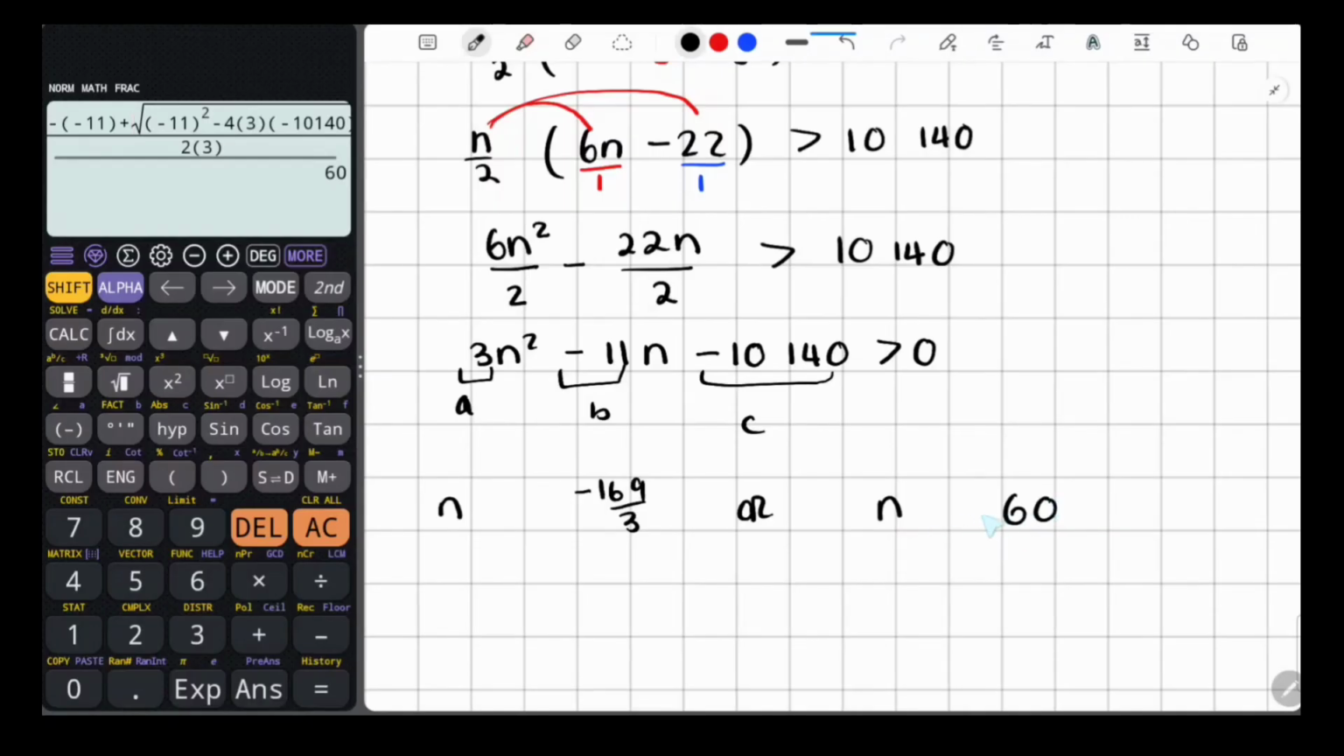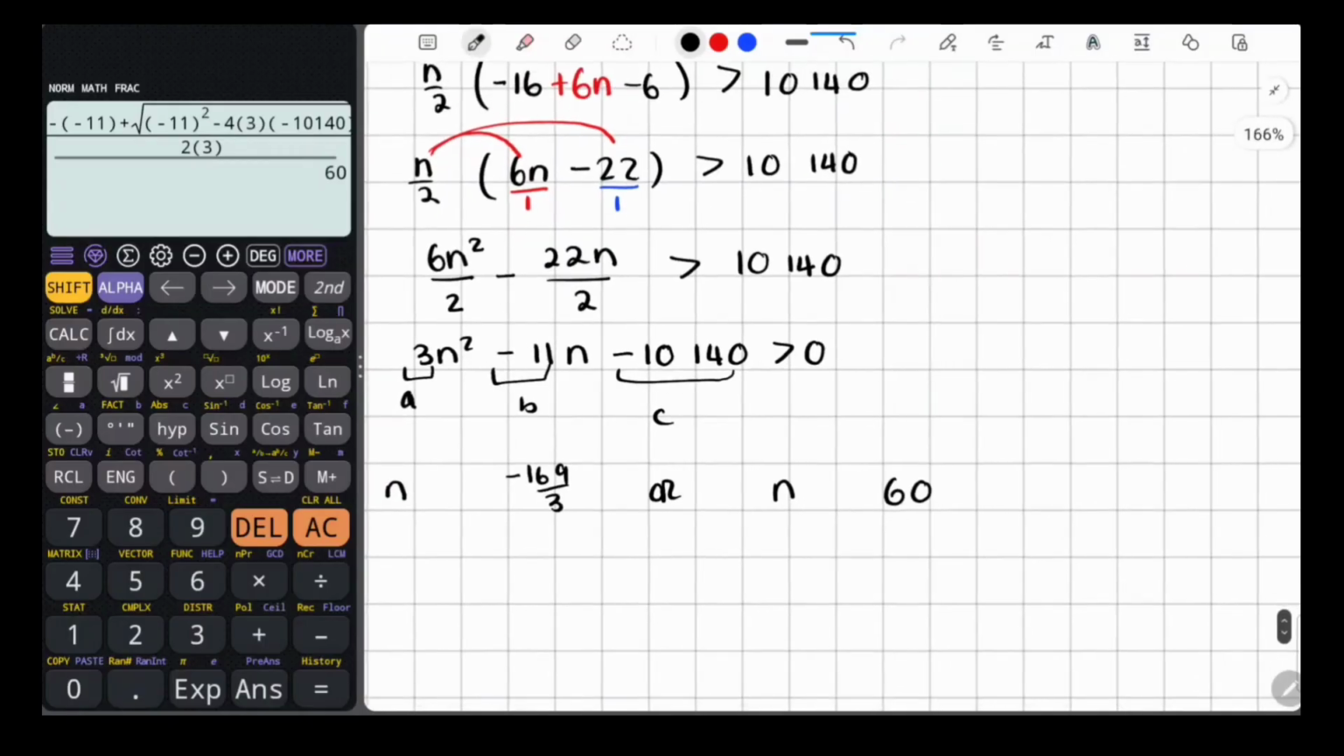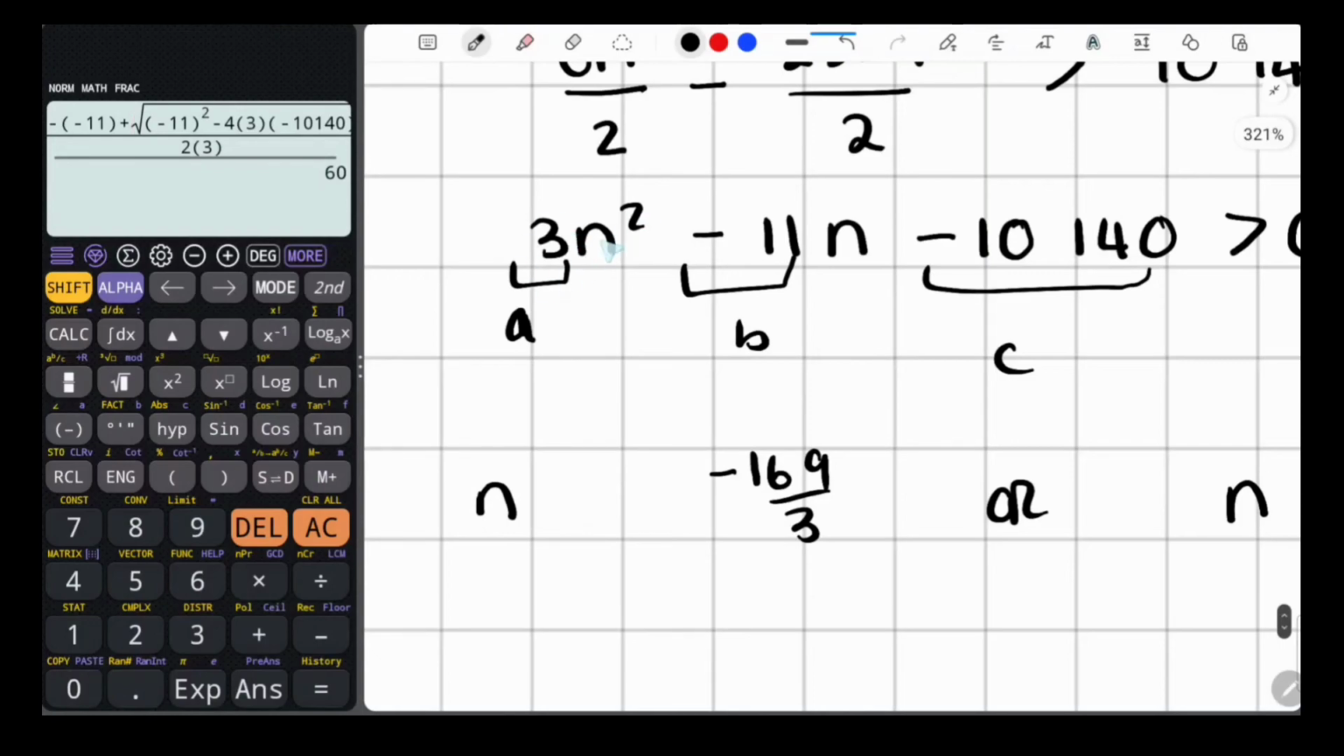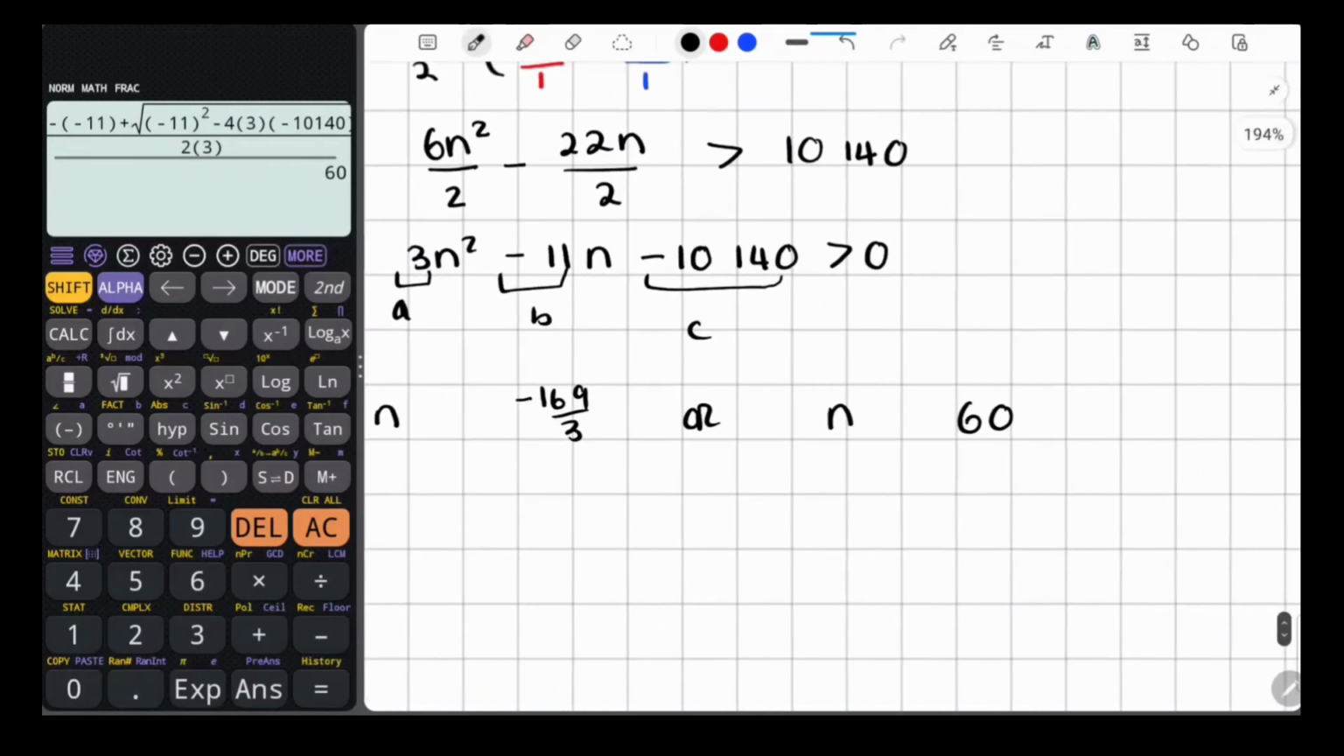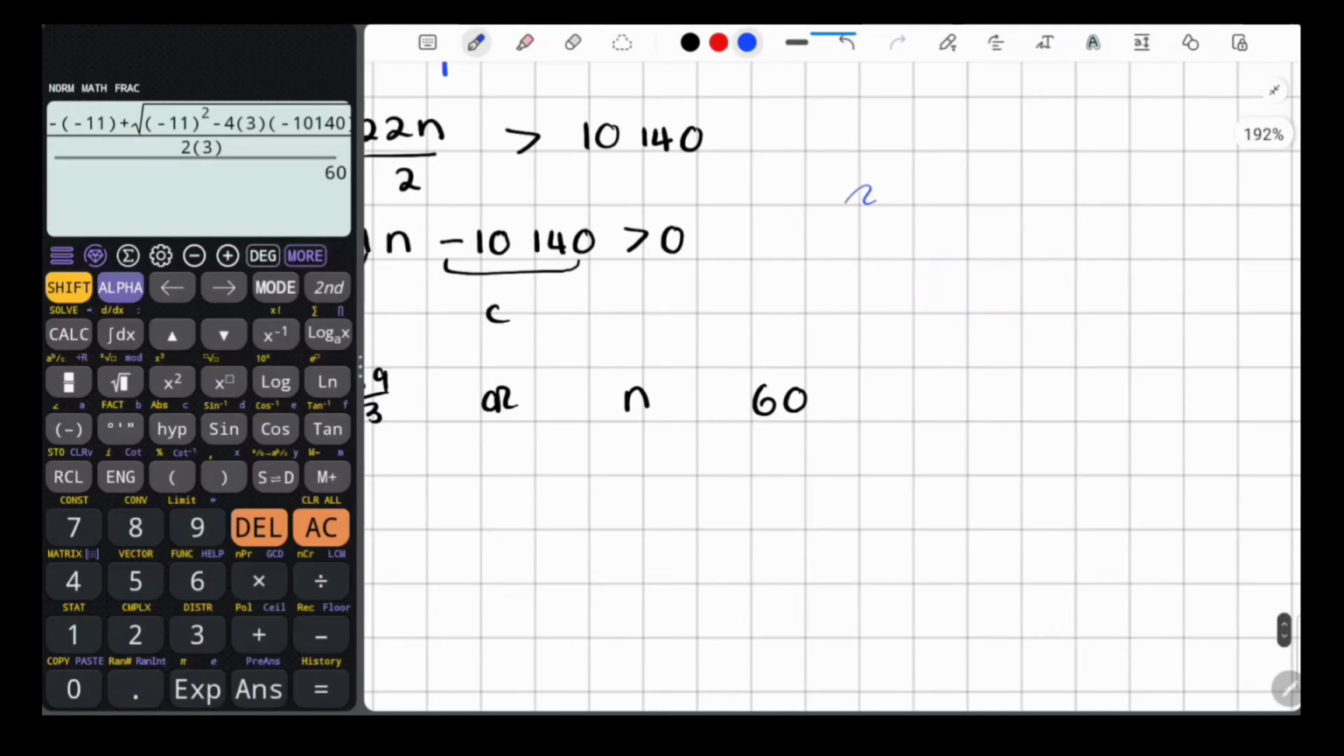So I'm not saying n is equal to 60. We still have to solve for this. We got our critical values, and since this is a quadratic inequality, it's going to form a parabola. But you just have to remember what type of parabola it's going to form. Is it going to be concave up or down? Because the coefficient of n squared is positive, it's going to be a concave up parabola. So it's going to just concave up like that.